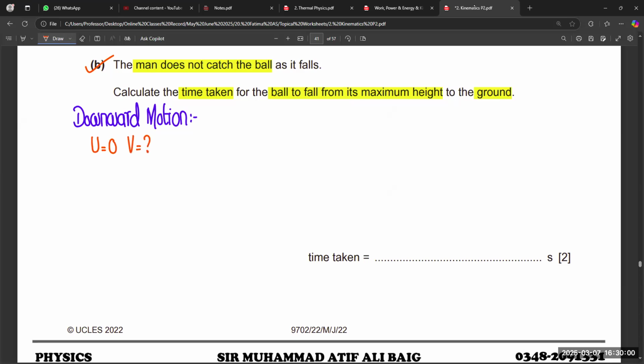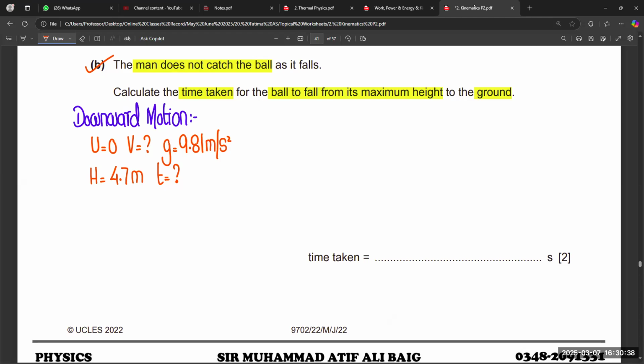We don't know about any final velocity, because initial velocity is given for upward motion, but for downward motion there is no final velocity given. The value of g is now positive because we are moving with the gravity, and height is also given from the previous part, 4.7 meter, and time is unknown.